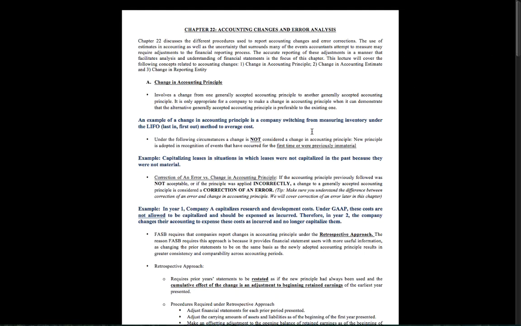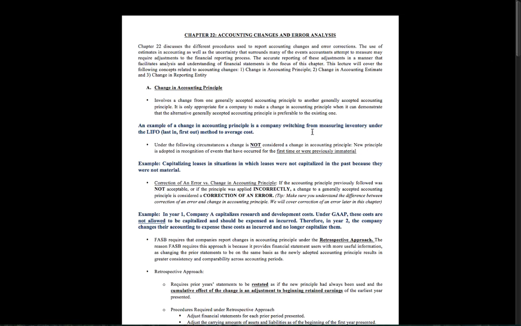Today we're going to talk about Chapter 22, Accounting Changes and Error Analysis. The key thing to note here in Chapter 22 is we're going to focus on three areas that relate to change in accounting. That is accounting changes that are change in accounting principles, change in accounting estimates, and change in reporting entity. We'll primarily focus our attention on the change in accounting principles and change in accounting estimates. We will also cover the correction of an error, which is different than a change in accounting principle or a change in accounting estimate.